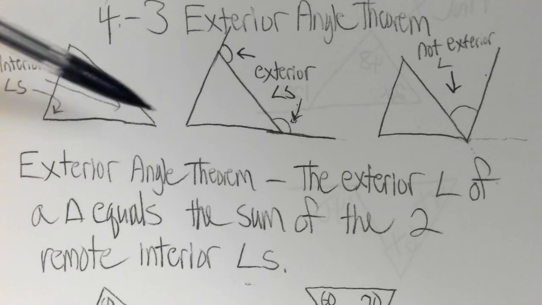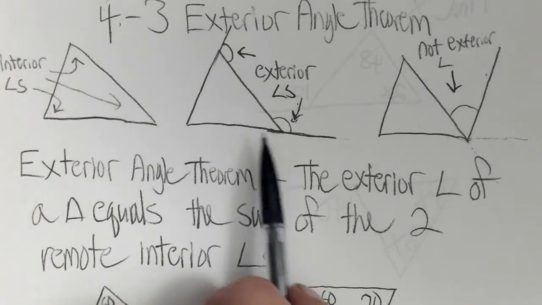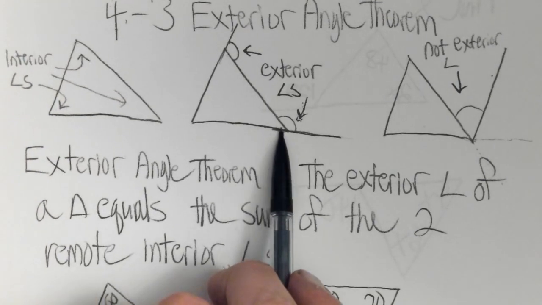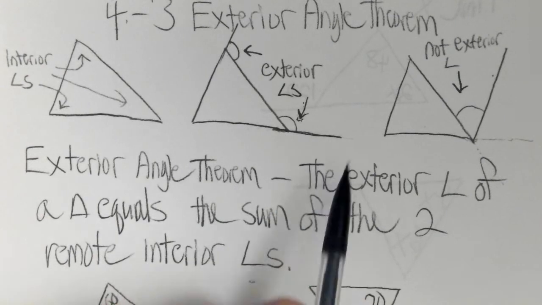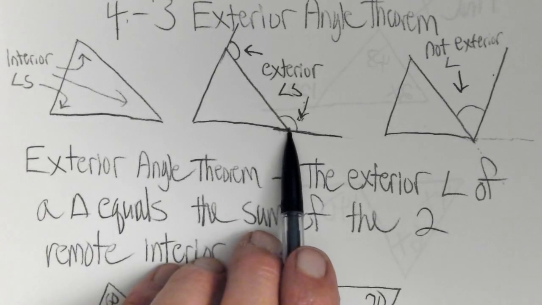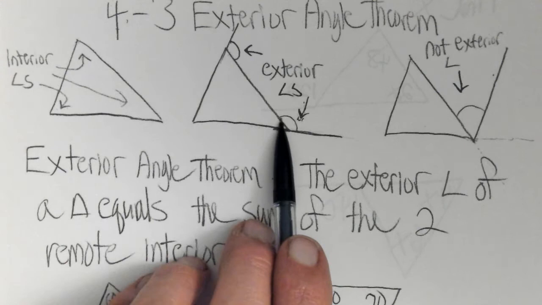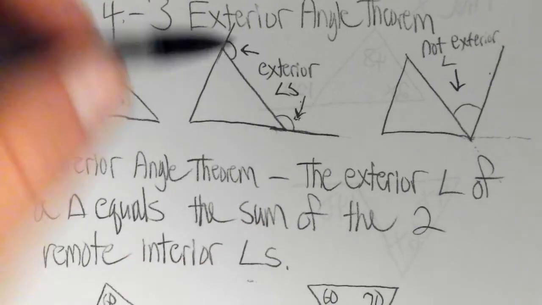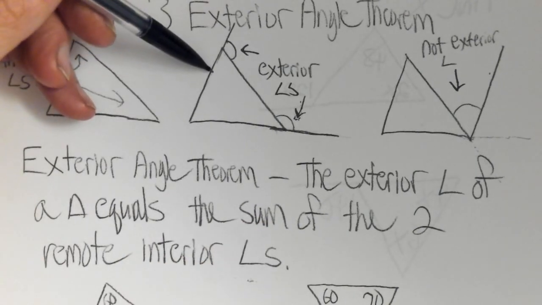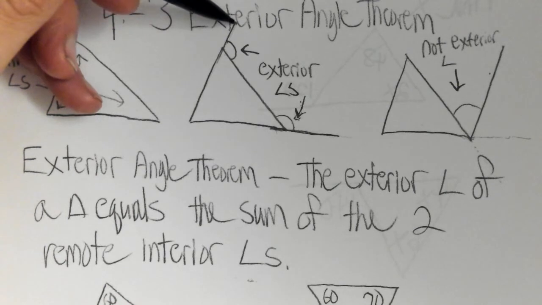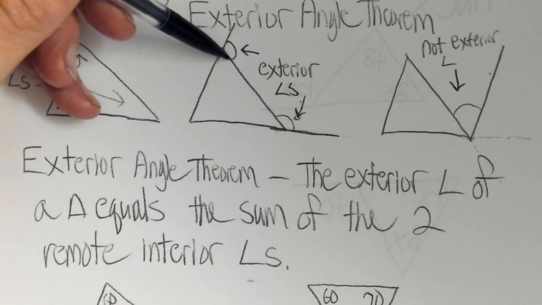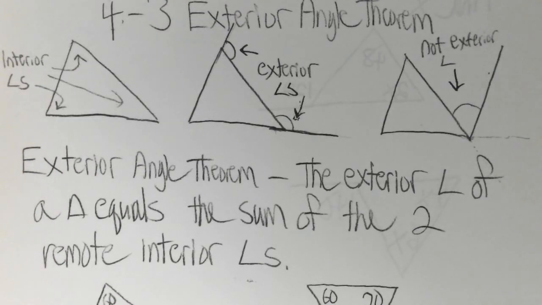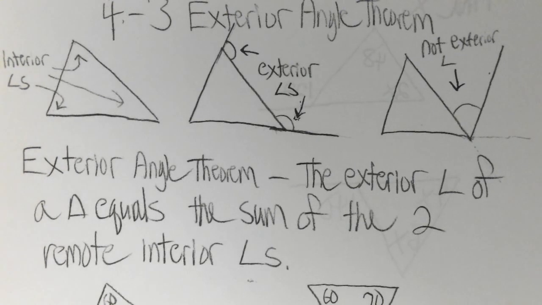Now, an exterior angle is formed by taking one of the sides of the triangle and extending it. So if you took this side of the triangle and extended it, this angle that's formed is the exterior angle. Also, if I took this side right here and extended it, that could form also an exterior angle. So an exterior angle can be formed by extending any side of the triangle.